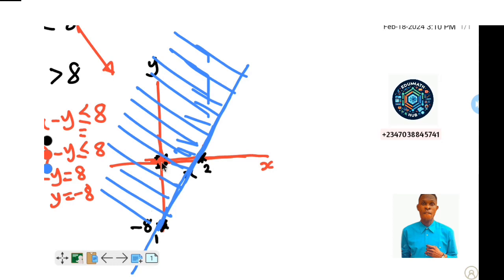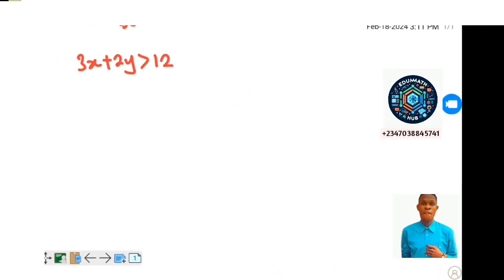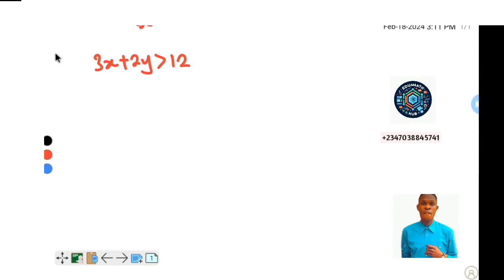So there are different ways of shading. You can shade in dotted form, or you can shade with lines. So this is the region satisfied. Any point around this location will obey that inequality. Let's take the second example. Second example, maybe I'm very sure you're going to get it much better. So welcome back. This is the second example.